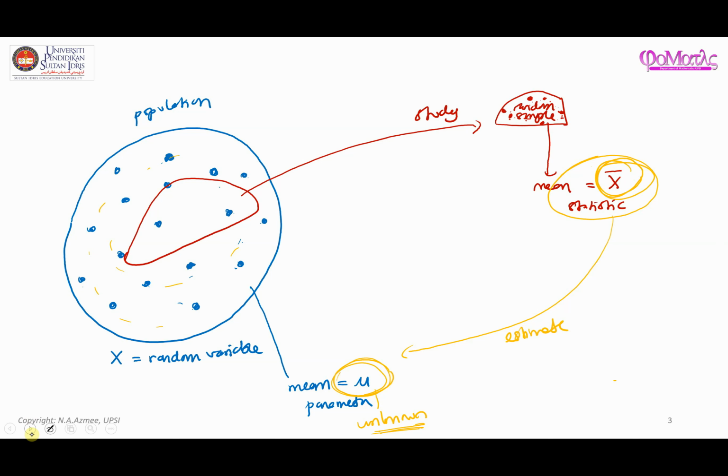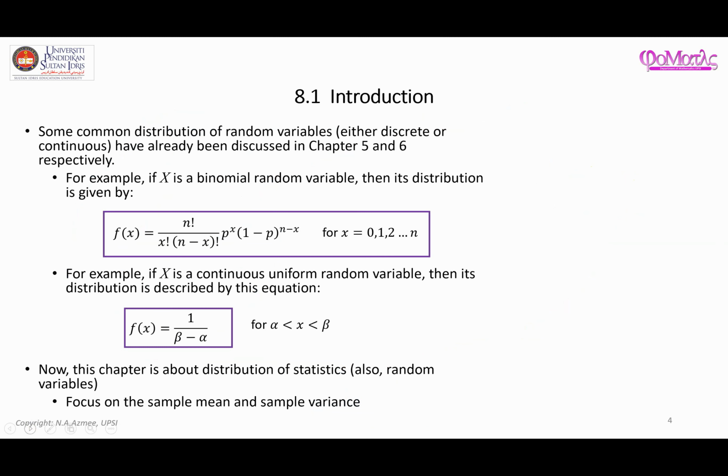Now let's recall what you have seen in the previous chapters. Well, we have talked about common distributions of random variables, either discrete or continuous. For example, in chapter 5, we have talked about examples of discrete distributions. For example, binomial. If x is a binomial random variable, then the distribution is described by this equation.